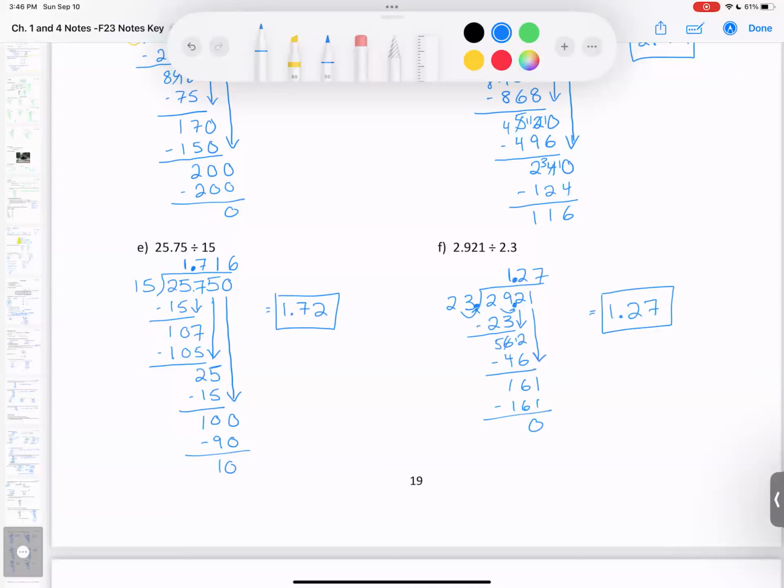Uh-oh, I got 1.26 last time. Let me see if I made a mistake this time or last time. So if I do this on my calculator, I get 1.27. Nope, we're good. Okay, let's keep going.